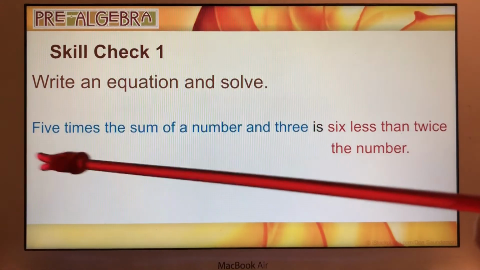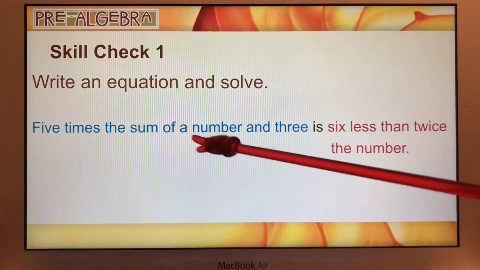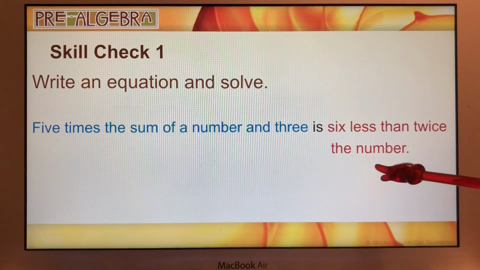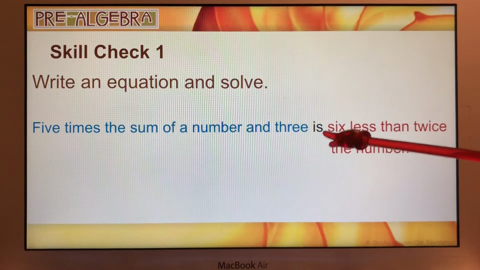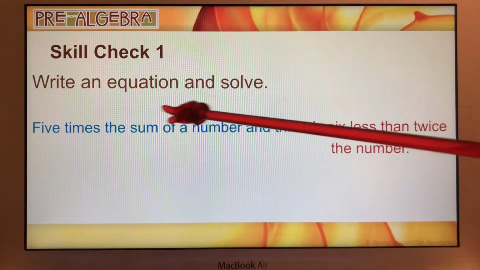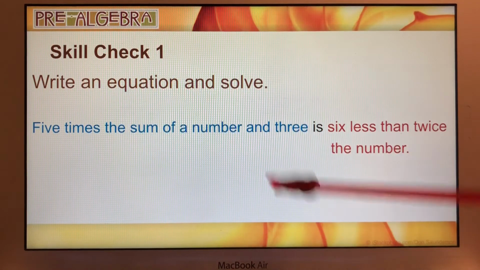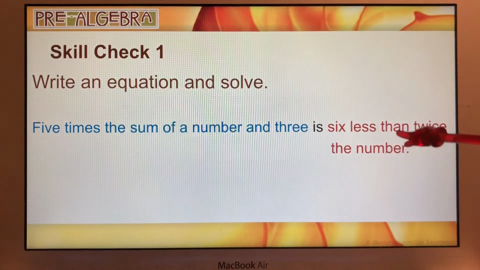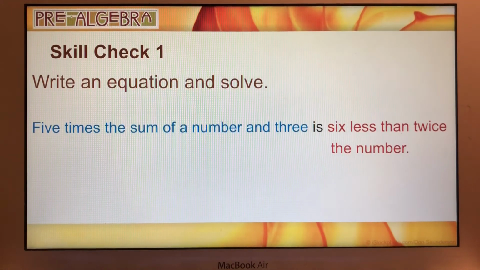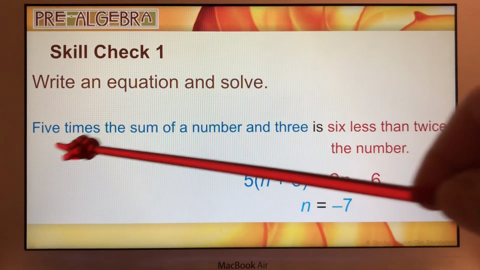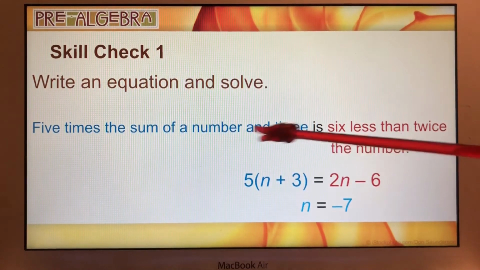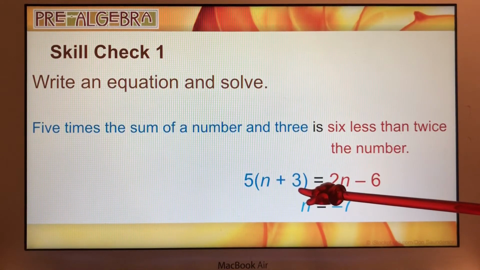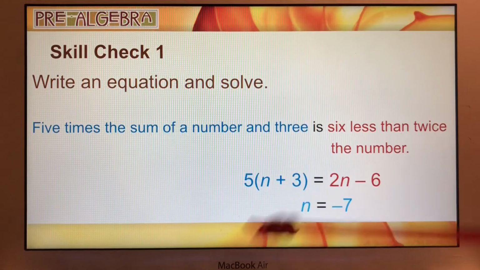For our next example, it says 5 times the sum of a number and 3 is 6 less than twice the number. So remember, identify your is, that's our equal sign, right? And then we've got 2 phrases here. And so we could take this first phrase and rewrite this, and then take this phrase and rewrite this into mathematical expressions. And we have 5 times the sum of a number and 3. So the sum of a number and 3, that's n plus 3. And then 5 times that, okay?